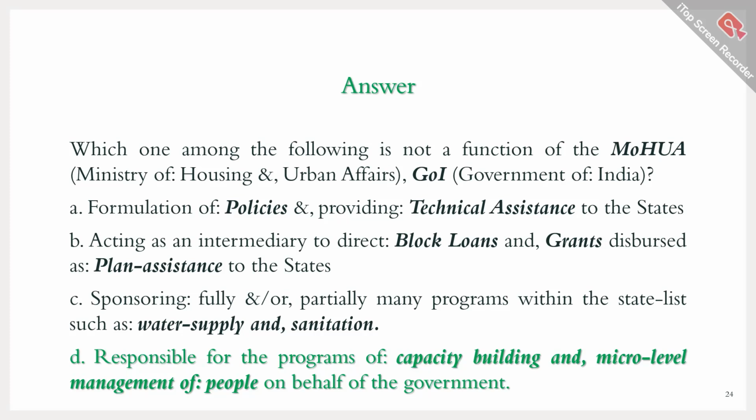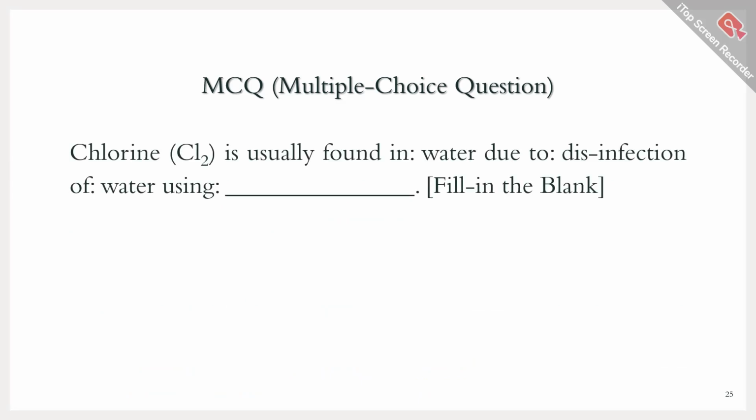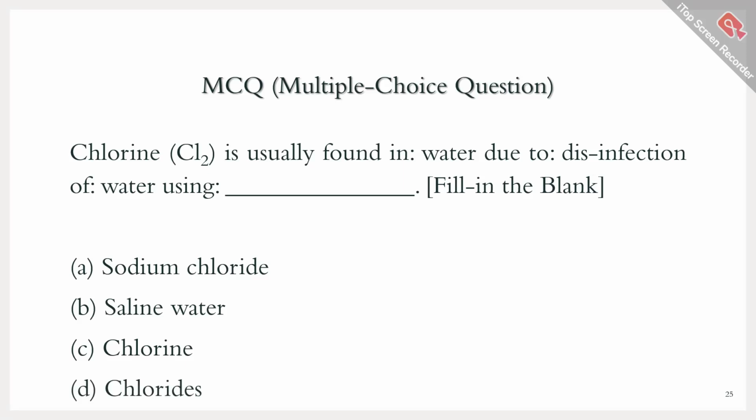So MOHUA under the government of India is responsible for the other three options: formulation of policies, acting as intermediary, and sponsoring many programs within the state list. The option D job is done by the NGOs, for which they are paid by the government. Now our next MCQ: chlorine or Cl2 is usually found in water due to disinfection of water using what? Option A sodium chloride, option B saline water, option C chlorine, and option D chlorides.